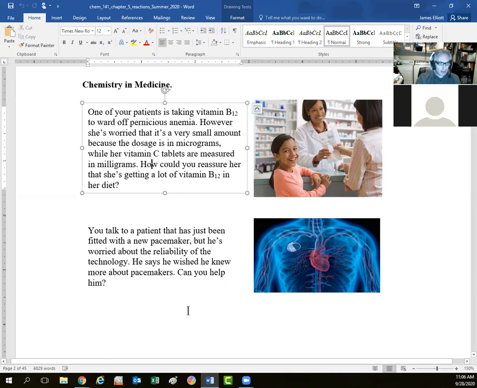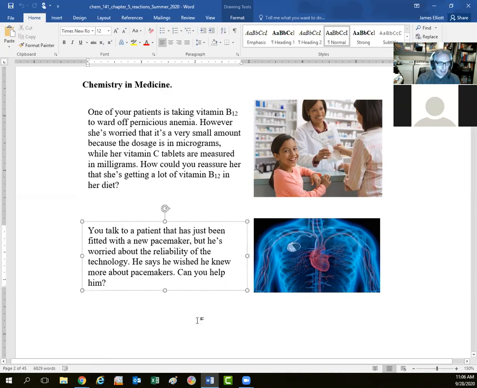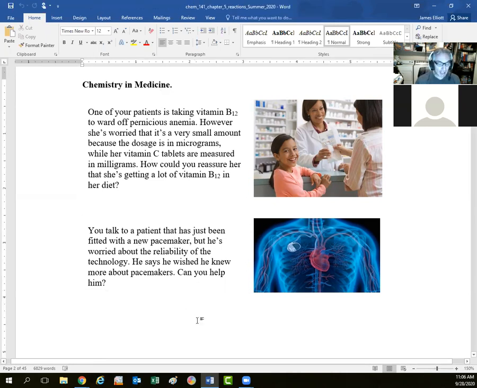Talking to a patient who's being fitted with a new pacemaker, and they're worried about the reliability of the technology. That isn't such a big issue now, but it used to be. He says he wished he knew how the pacemaker worked. Would you be able to tell them how that pacemaker worked and to describe the chemical reaction which takes place at the heart of every pacemaker?